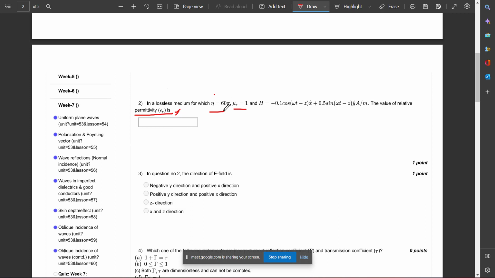Since eta is given to us, how can we solve this question? Can someone tell me? See, eta is given, so think in those terms. How can we get relative permittivity epsilon r? Madam, eta is equal to root of mu by epsilon. Yes, very good. Then we can solve for that.